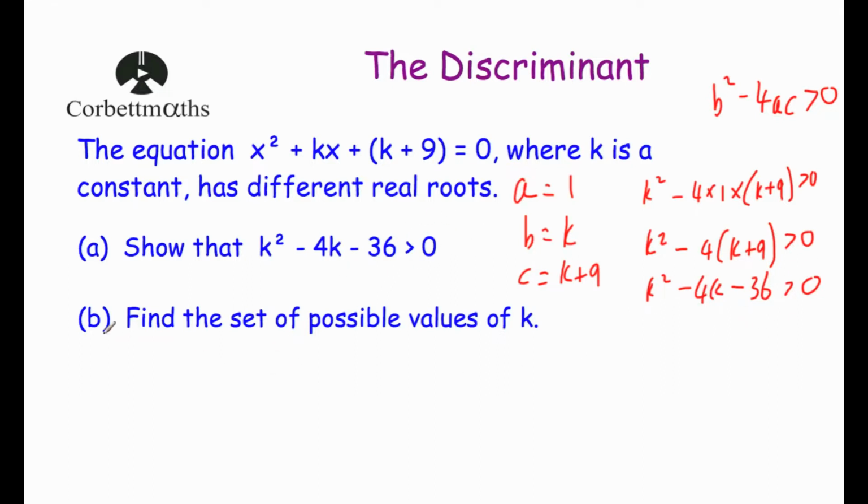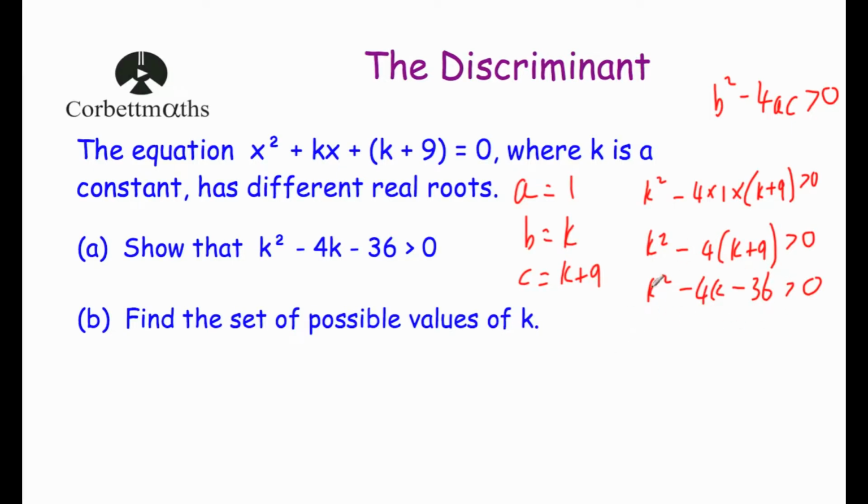Okay, part B. Part B says find the set of possible values of k. So to do that, we're going to solve our quadratic inequality. So we want to find whenever the left-hand side is bigger than 0. So let's let it equal 0 and find the key points in our graph whenever we do our sketch. So k squared minus 4k minus 36 equals 0.